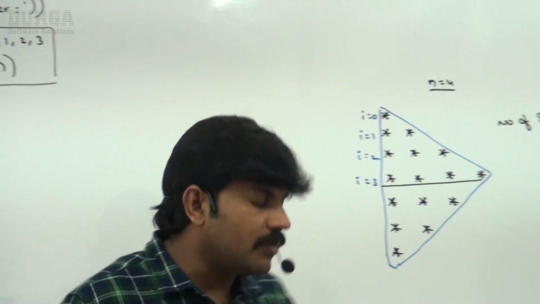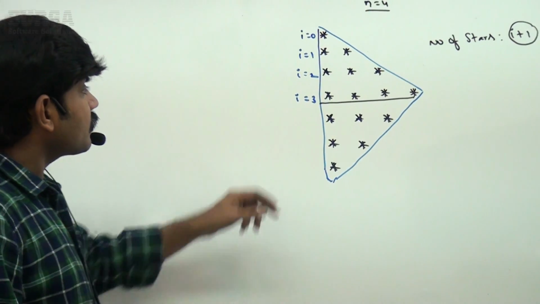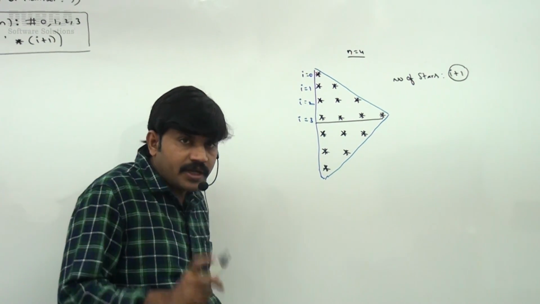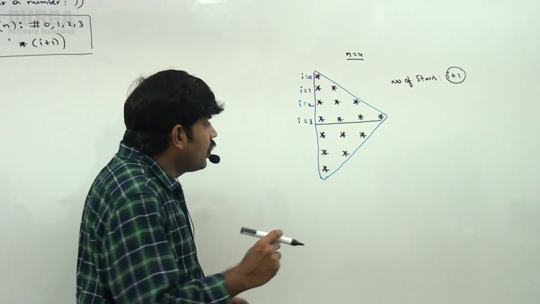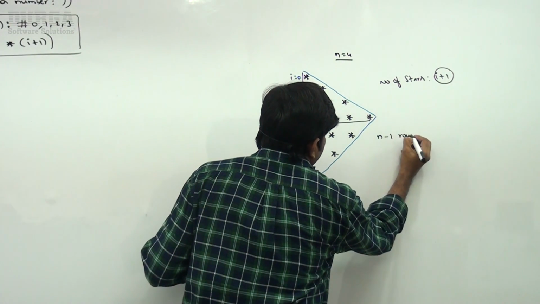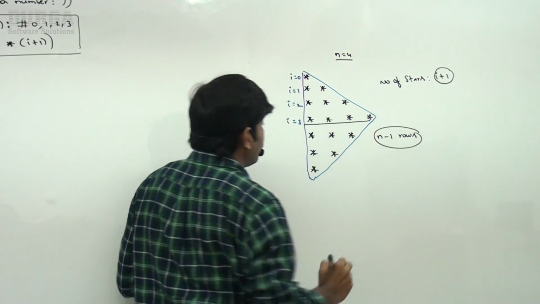If you observe, in the first half 4 rows are already covered. But in the second half, we require to consider only 3 rows. 3 means n minus 1 number of rows we have to take.